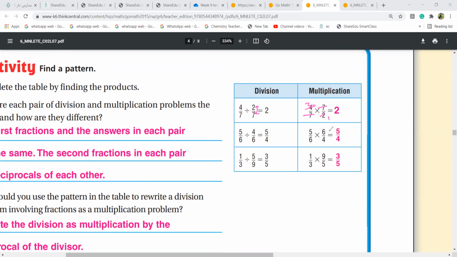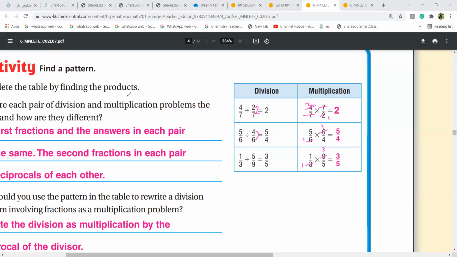Same way, 5 over 6 multiplied, this one you flip. And then you have 6 and 1 and 6 and 1. You have 5 over 4. You cannot simplify 5 over 4. 1 over 3, division becomes multiplication and it's 9 over 5. So 3 times 1 and 3 times 3. What is left over? 3 over 5. Just do this part, how I did it. Let me know if you have any questions.